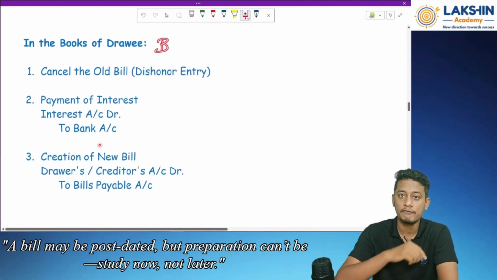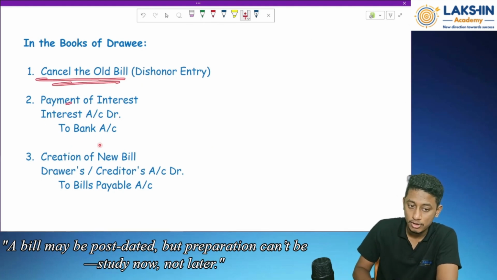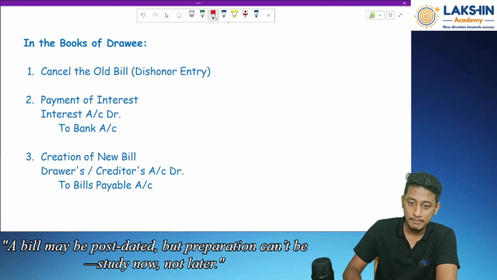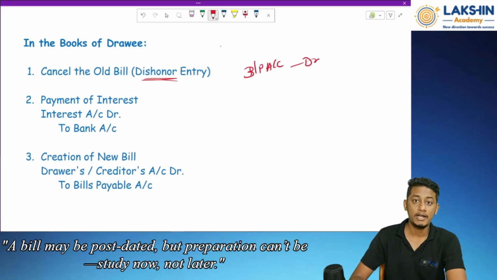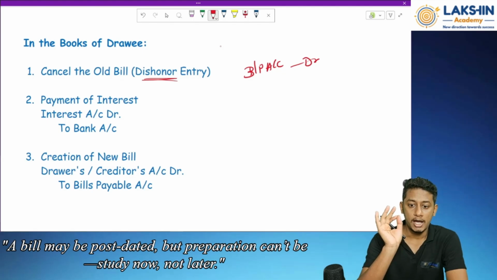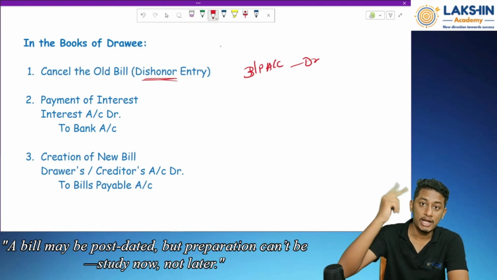Yes. Then, in the books of drawee, Mr. B, what to do? First of all, cancel the old bill. How will I cancel the old bill? By passing the dishonor entry again. So, what is the dishonor entry? In case of Mr. B, the drawee, the bills payable account will be debited whenever the bill is dishonored. Why? Because bills payable is a liability. I am debiting it now to cancel it off.